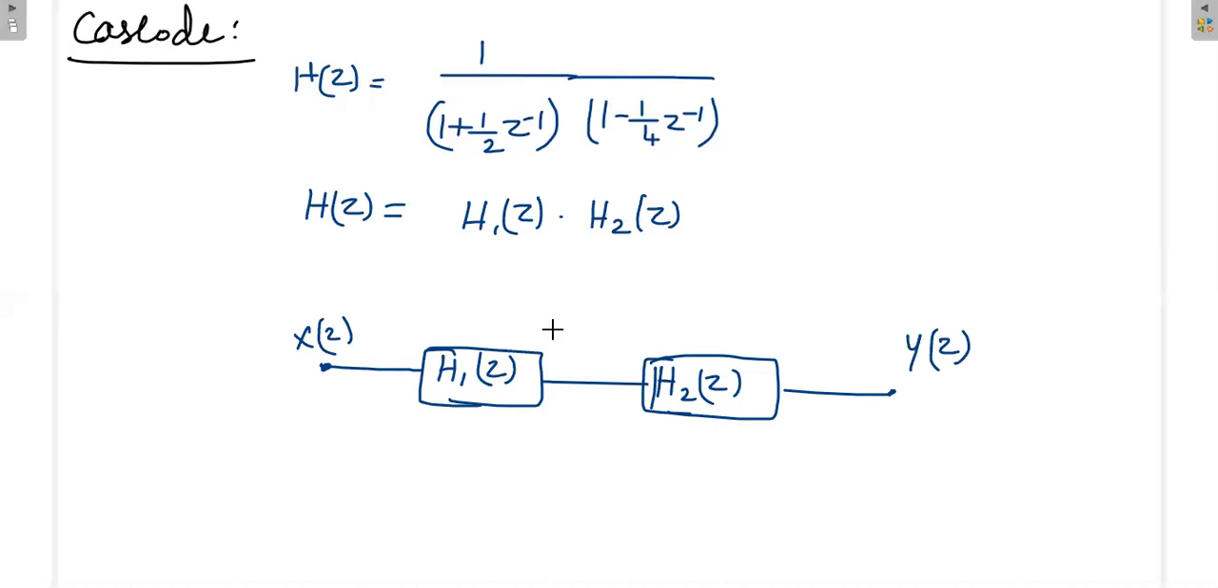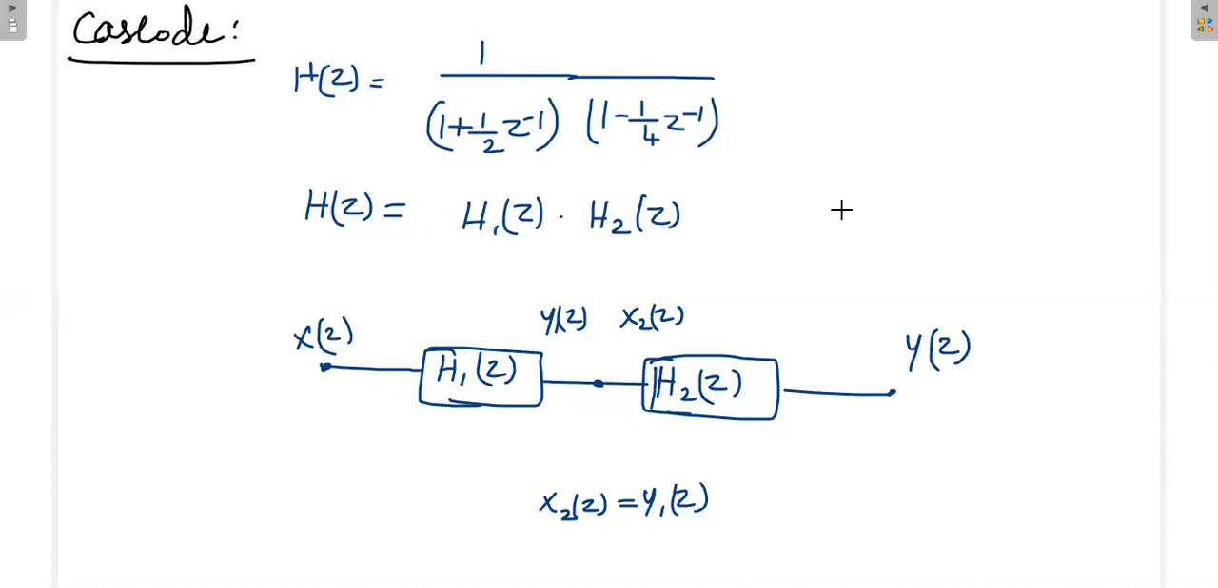Again, the output of the first system, say for example y1 of z, is given as input to the second system, that is, x2 of z. But remember that x2 of z, the input to the second system, is the same as the output of the first system. So we'll separately realize h1 of z and h2 of z, then simply connect those together.